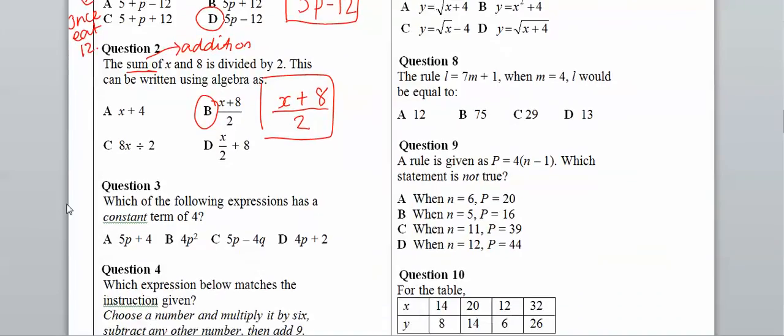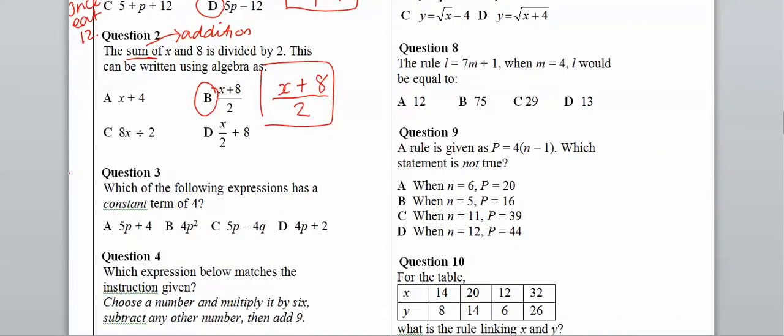Next question. Which of the following expressions has a constant term of 4? Okay, the constant here means that there's no pronumeral attached to it. So when we look at these, we've got a constant term here. This has no constant. This one also has no constant because both of the terms have Q's and P's attached to them. And then we've got D has the constant of 2. We're looking for a constant term of 4, so our answer is A.